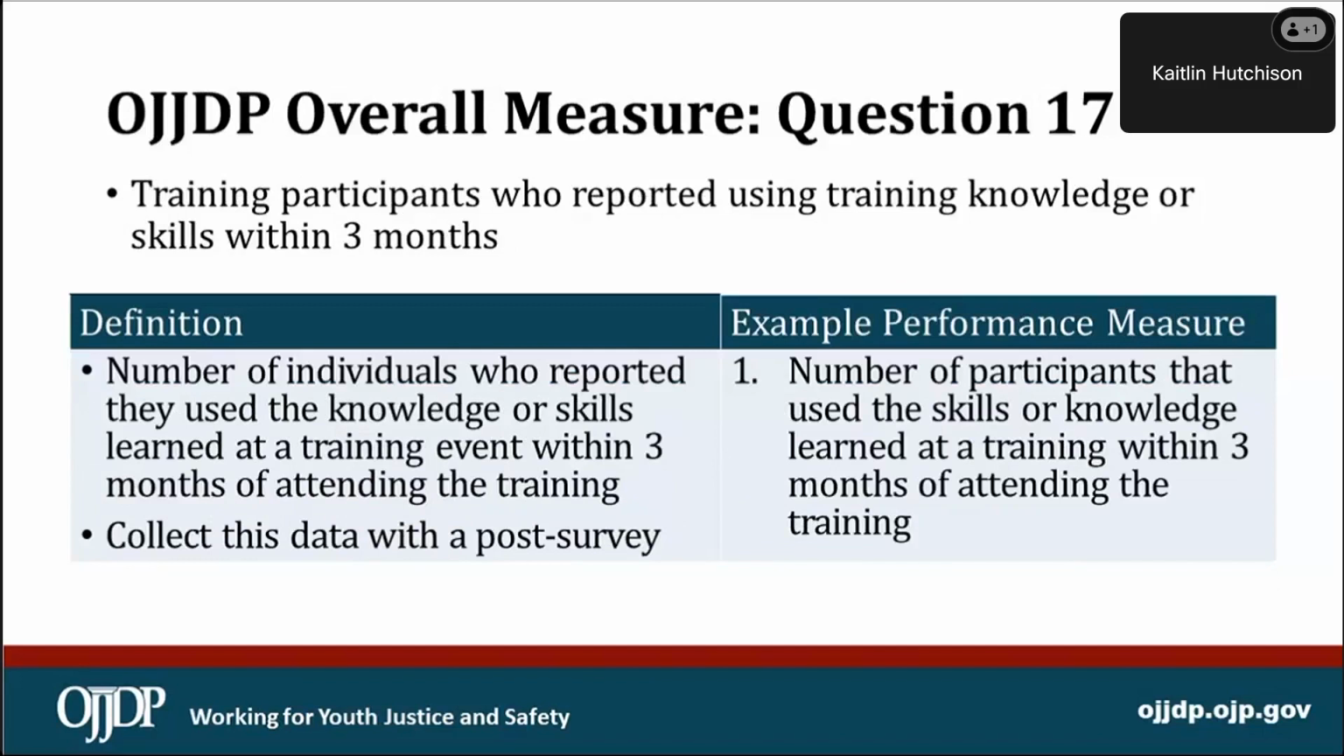Looking at question 17 and training and technical assistance, this question is asking about training participants who reported using training knowledge or skills within 3 months. So let's think, if your organization has not facilitated a training during the reporting period, your answer, of course, would be zero or N/A. Remember that this question is asking about the skills used, not taught. The training needs to be put into action.